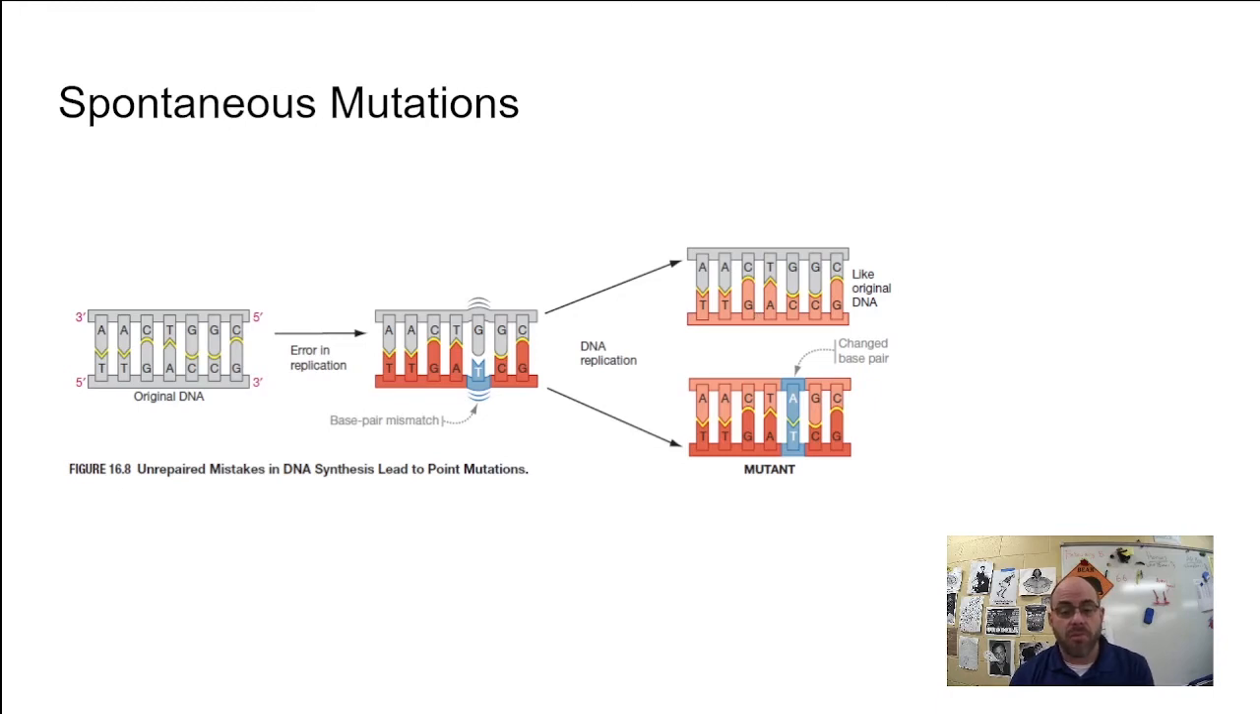Spontaneous mutations are typically mutations that occur during replication. So there's just a problem with replication. There's some sort of error. There's 6 billion base pairs. Errors happen all the time. There's actually proteins whose whole job is to find errors and cut them out. But that's not always going to be the case either. So some of these can go on. These are called spontaneous mutations.